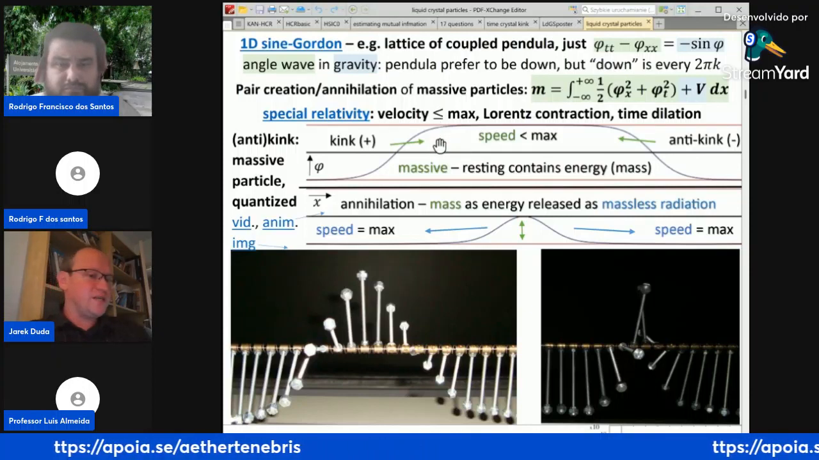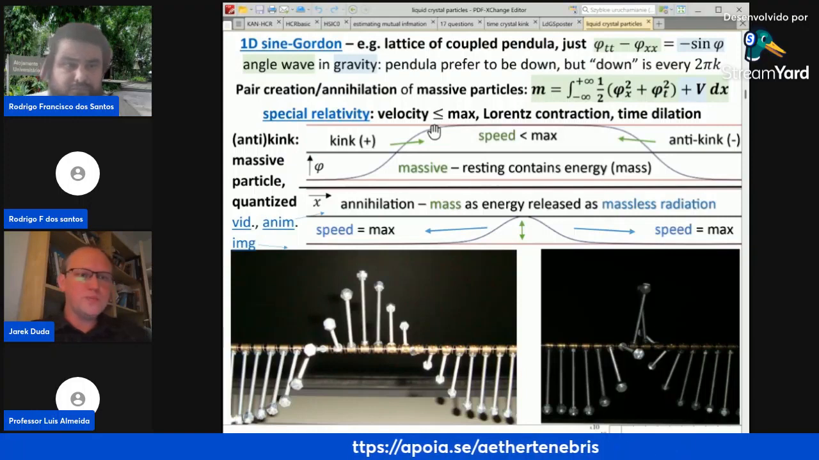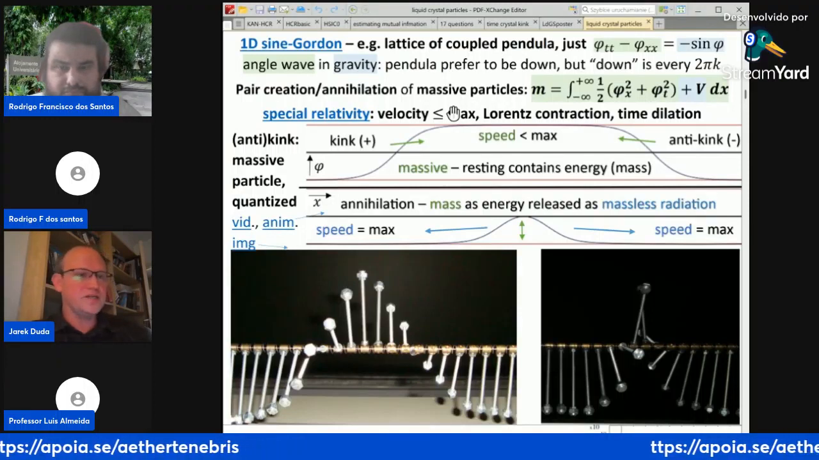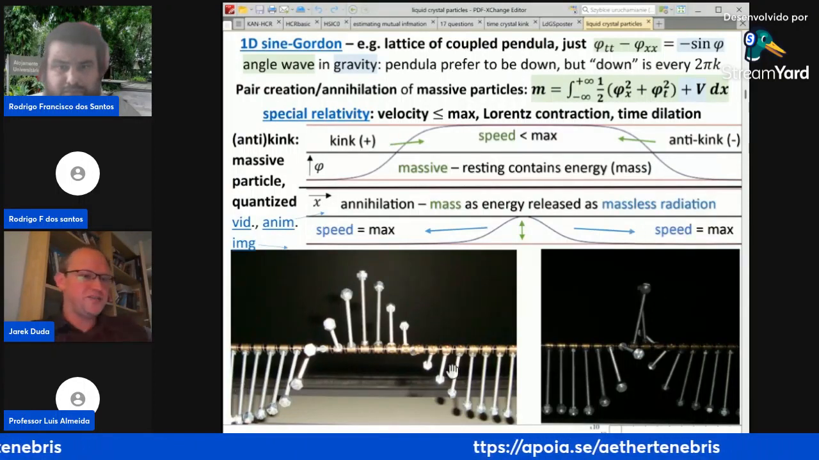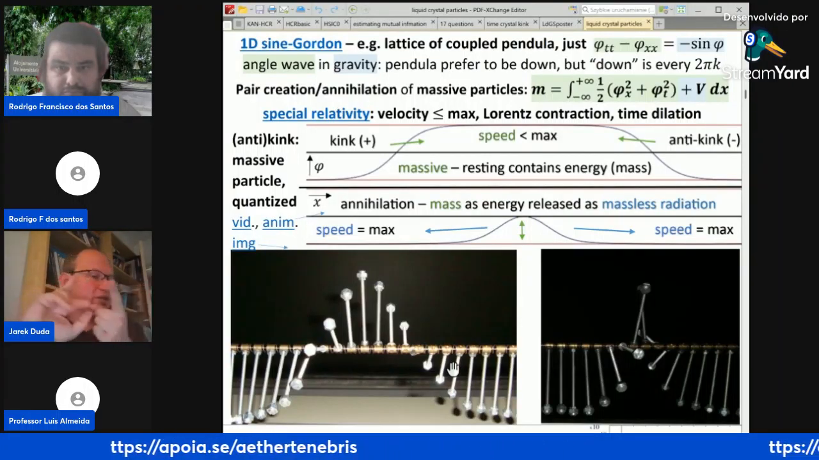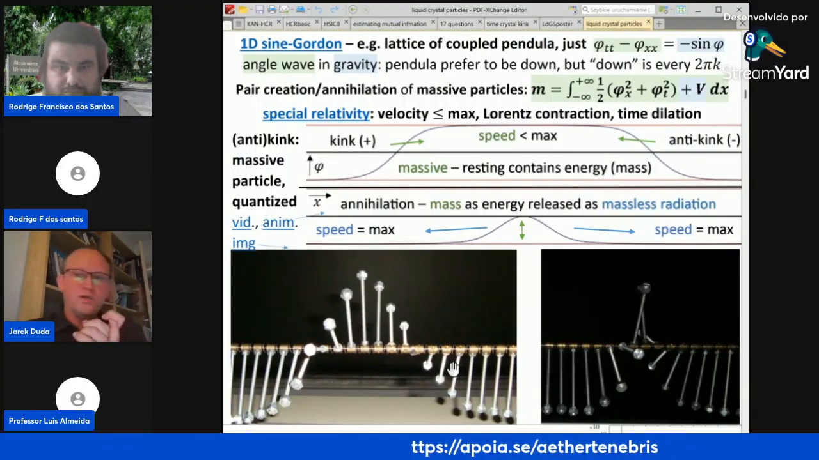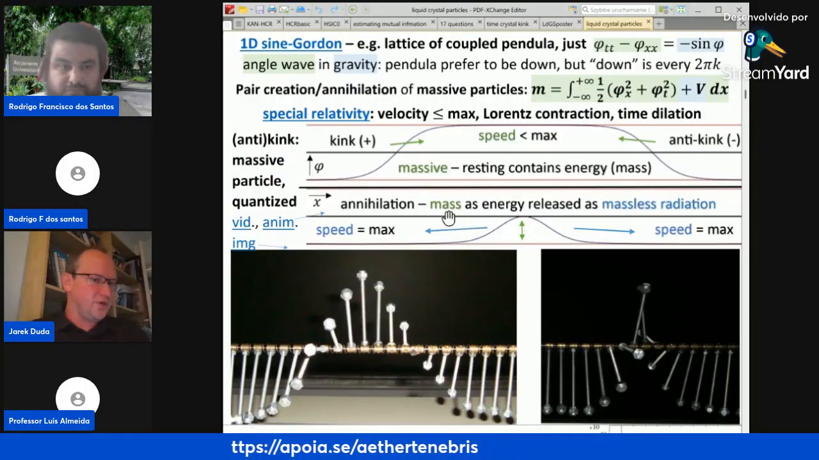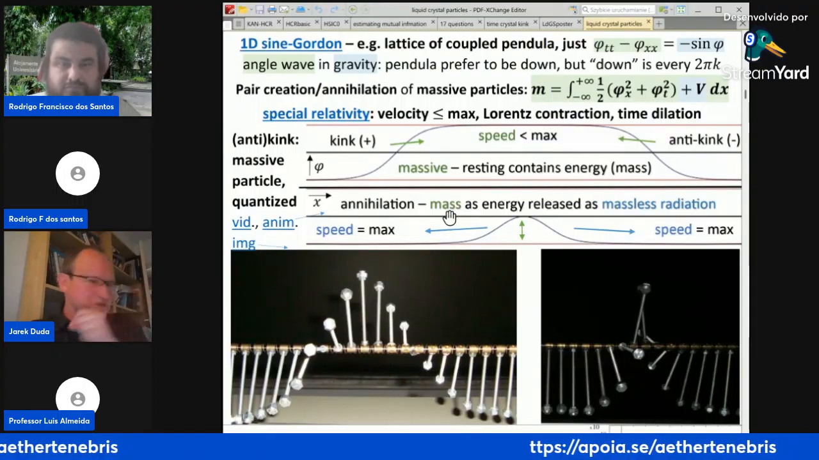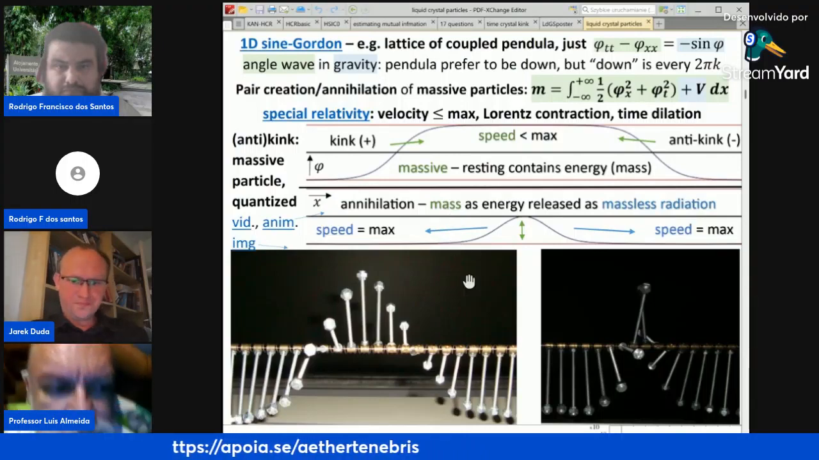There are these massless excitations, photons, which travel at the maximum speed, but there are also massive ones, which are restricted by special relativity. So with this super simple model, just a lattice of pendula, we get quantized particles, pair creation, annihilation, the entire Lorentz special relativity, Lorentz invariance, time dilation also. So this is a good starting point to think about particles as field configurations, not just some abstract creation operator effect, but very real field configurations.